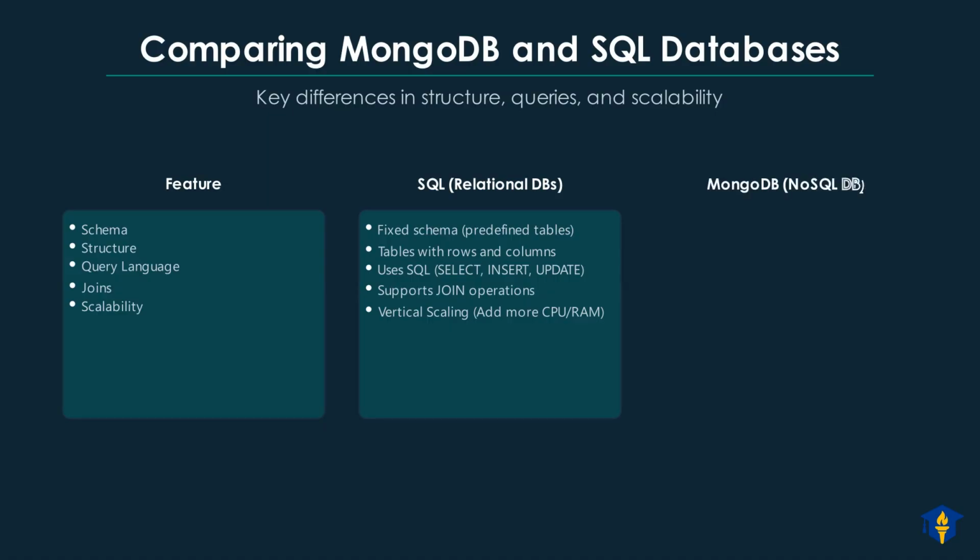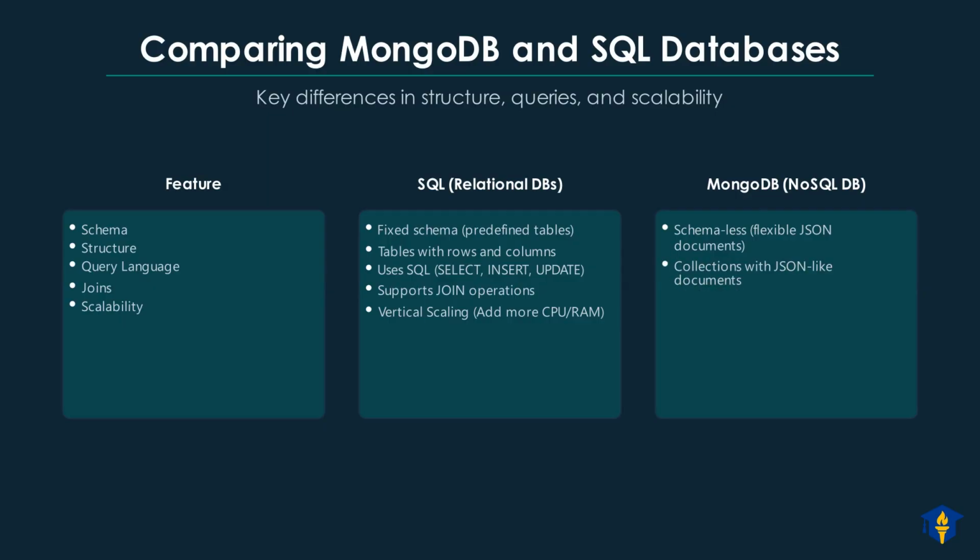Now, let's look at MongoDB, a prominent example of a NoSQL database, and its unique features. MongoDB is schemaless, storing data in flexible JSON-like documents that can vary in structure. Data is organized into collections, which hold JSON-like documents, offering great flexibility.